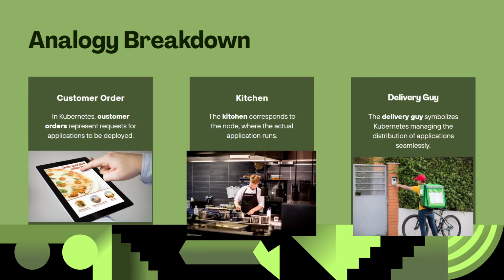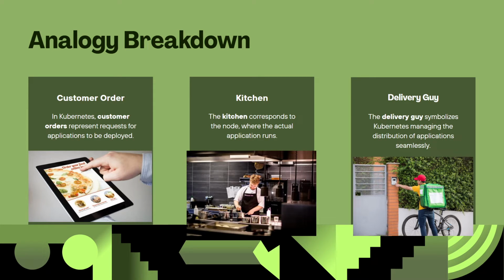These are the major advantages of Docker, and these are the components I can say: a pod, a node, Docker, Kubernetes scheduler, self healing, it auto scales, all these. So here if you see, customer order in Kubernetes represents a request for the applications to be deployed. Kitchen corresponds to the node where the actual application runs. The delivery guy symbolizes Kubernetes managing the distribution of applications seamlessly.